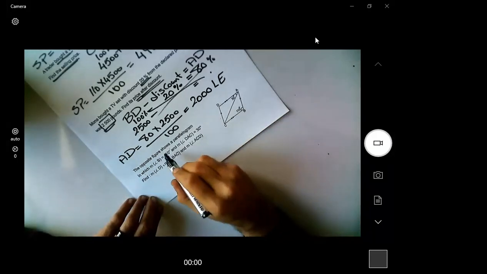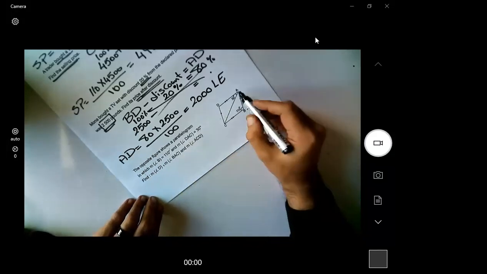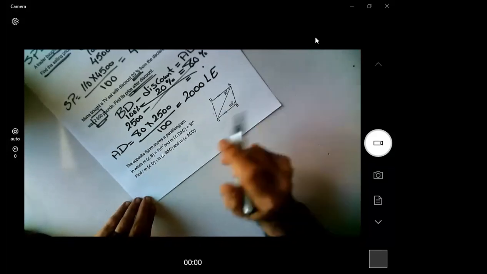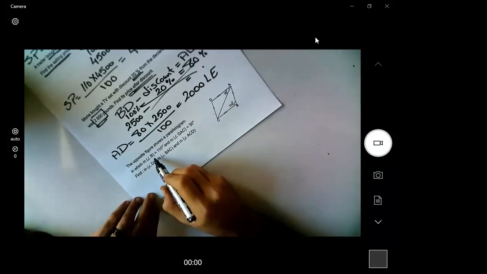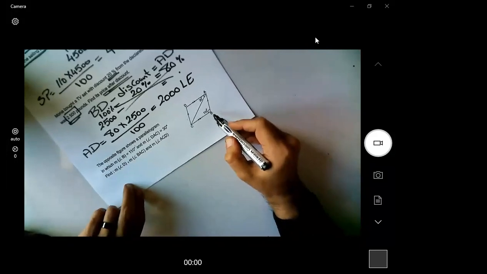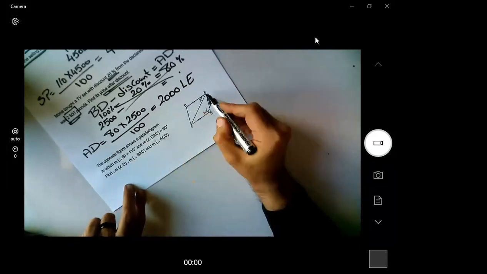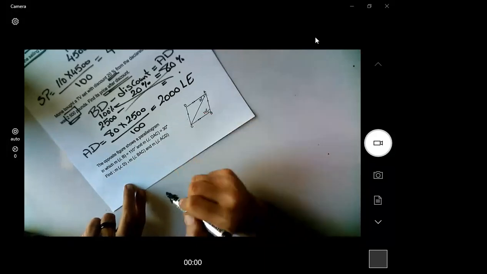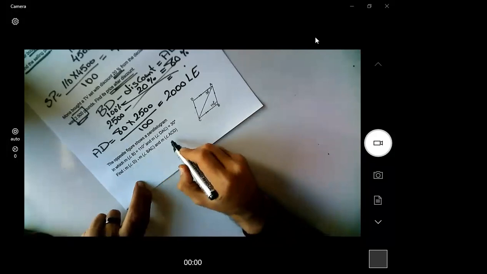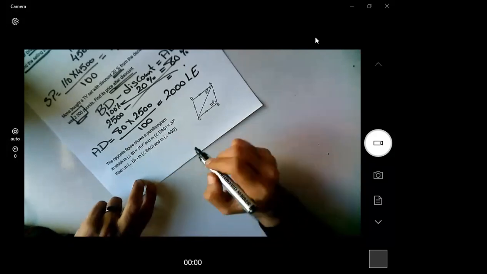In the opposite figure is a parallelogram ABCD, in which measure angle B equals 110 and measure angle DAC equals 30. Find measure angle D, measure angle BAC and measure angle ACD.